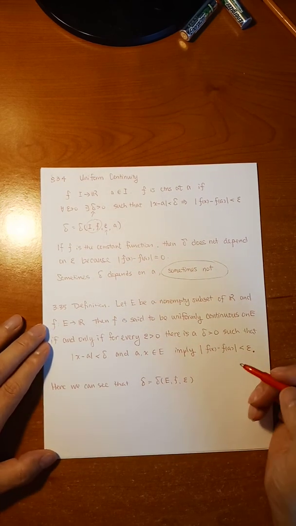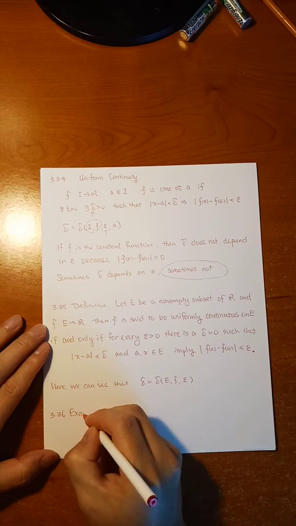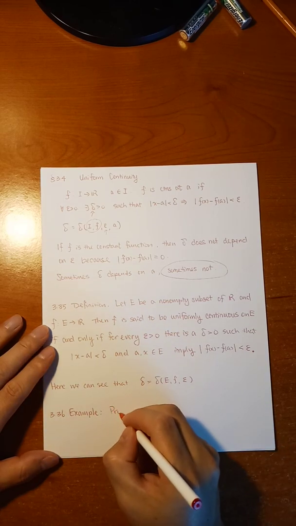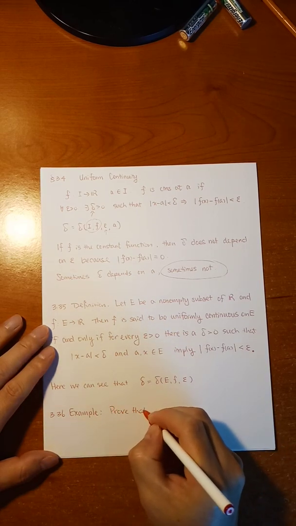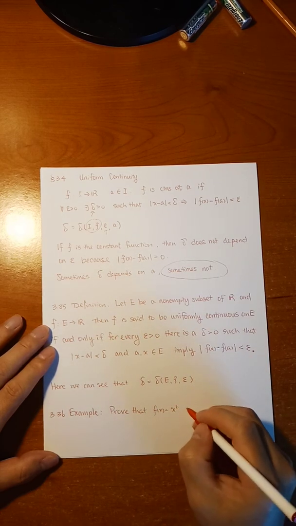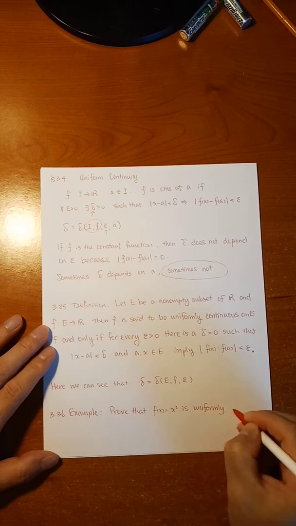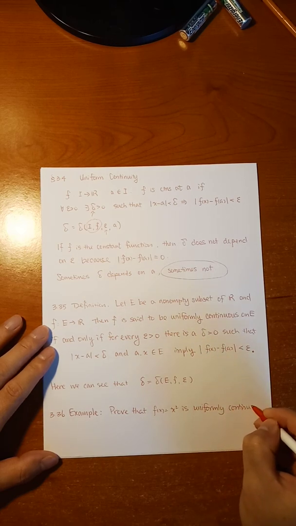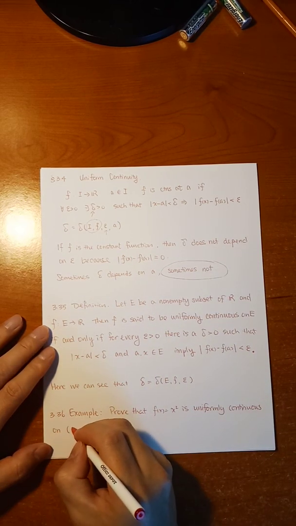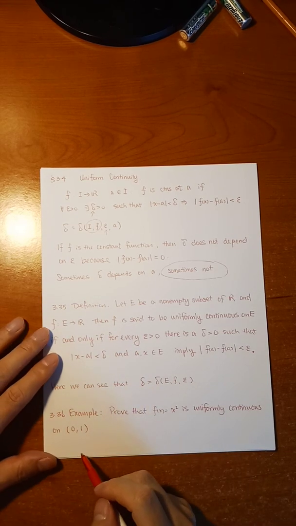Okay, so let's see the examples. Prove that f(x) equal to x squared is uniformly continuous on the interval [0, 1].